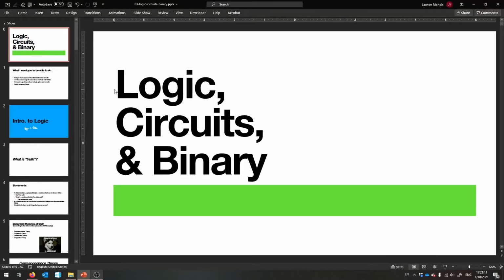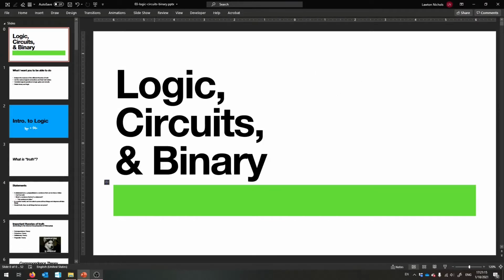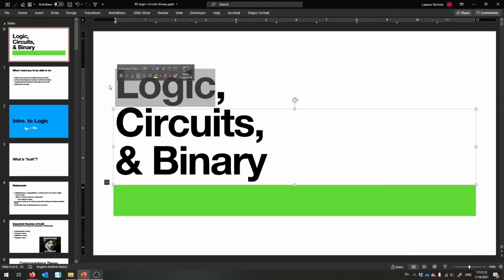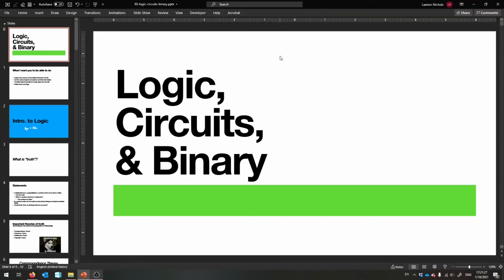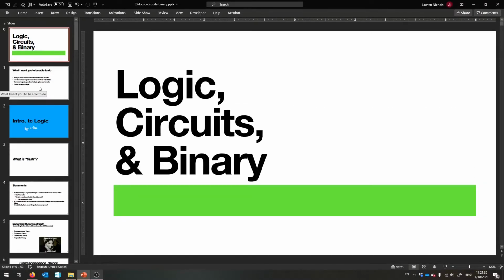So we're going to talk about logic, circuits, and binary, oh my, in this set of slides. We won't get to binary today though. That'll be for next week. So the idea is we're trying to learn how to write a good argument. We want to prove things and have people listen to us, so we need to learn how to think logically. We'll start with that. And then we will discover some applications of logic in computer science, because this is a computer science class after all.